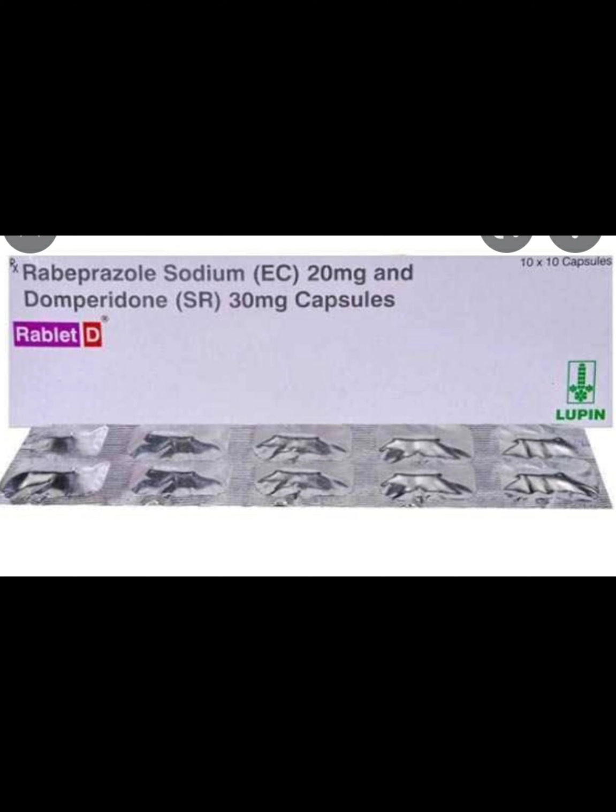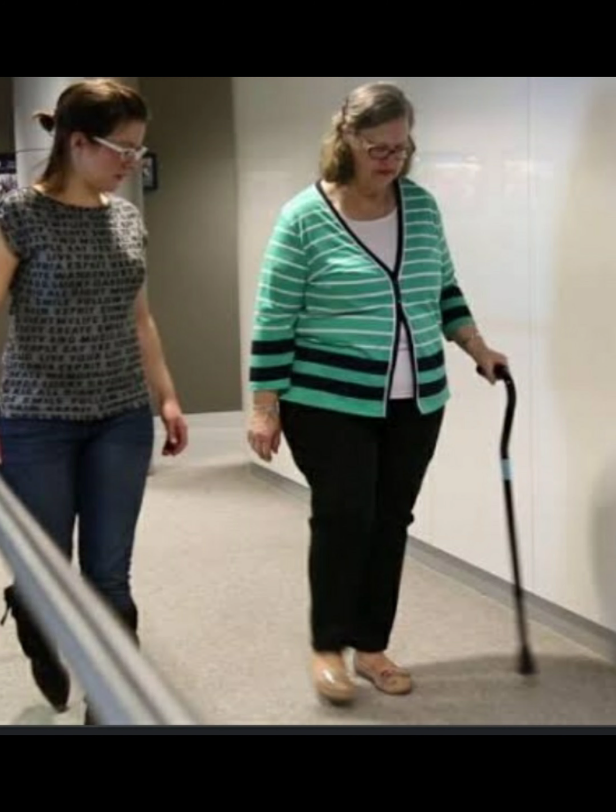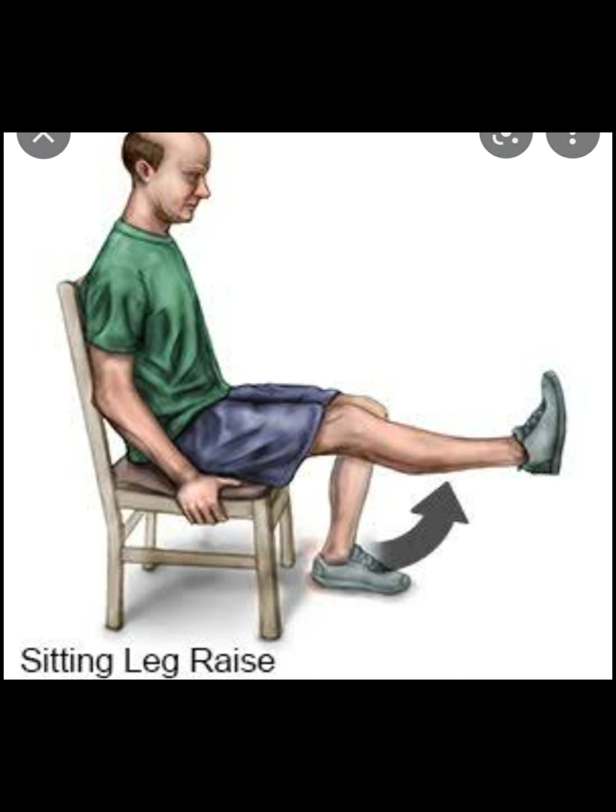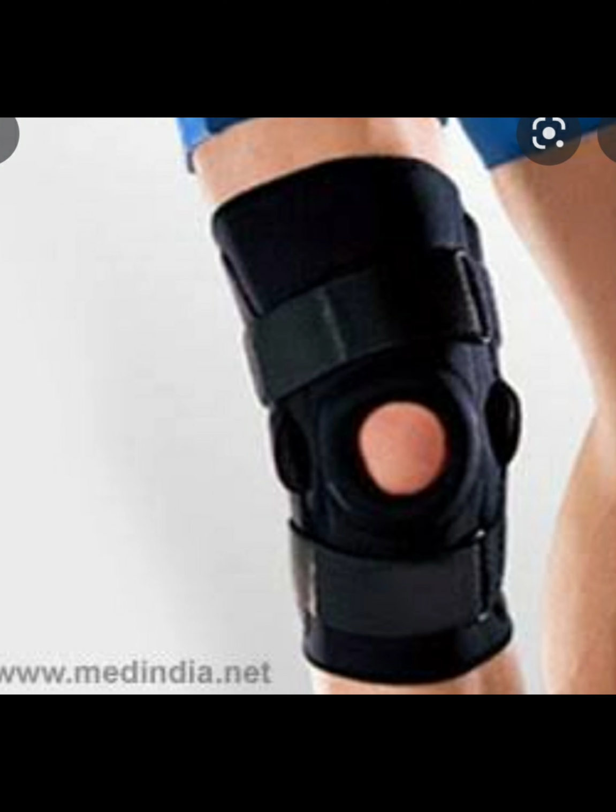And then for walking we can use a stick to avoid the load on weight bearing joints. We can also perform quadriceps exercises, in which we raise one leg while sitting on a chair, and this is to be repeated 2 to 3 times a day. A kneecap can also be used for supporting the joint in patients of osteoarthritis.